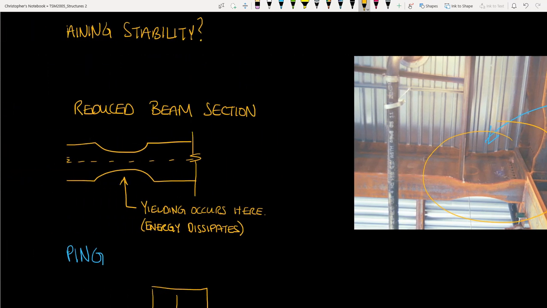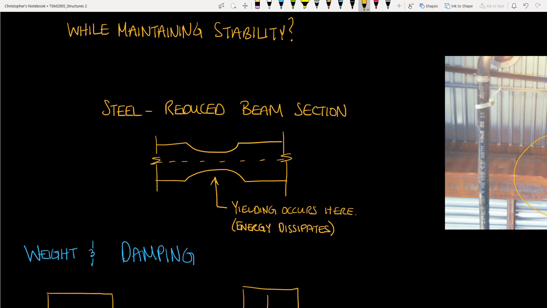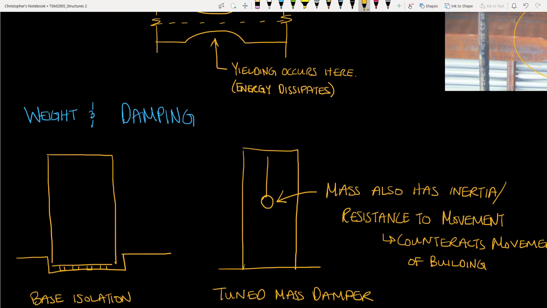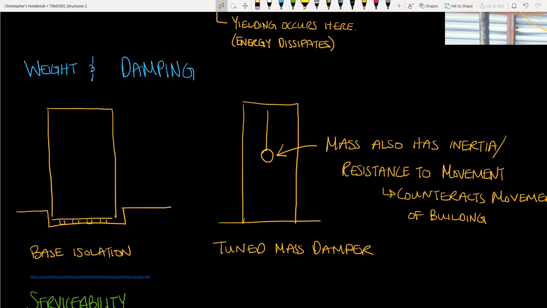Lastly, let's talk more about weight and damping. As we mentioned previously, the location of mass can have an effect on seismic motion and forces. There are also ways that we can manipulate the motion of our structure to our advantage. The first is through base isolation, which is essentially separating our building from the ground laterally. I've posted an article where you can read more about how this works on Moodle.